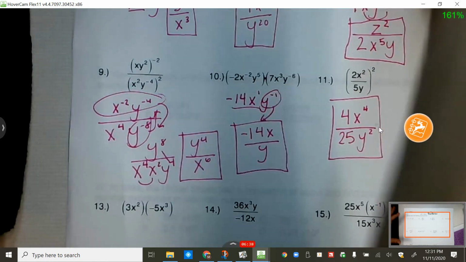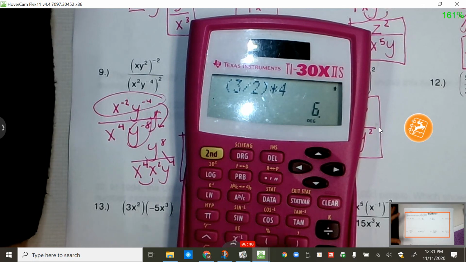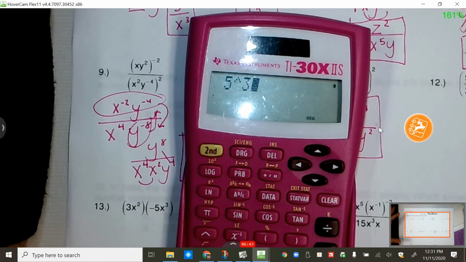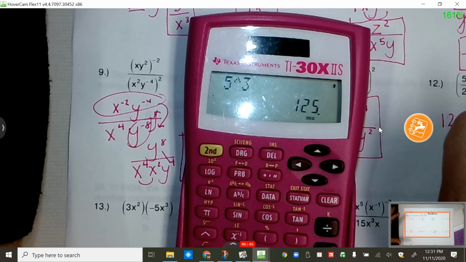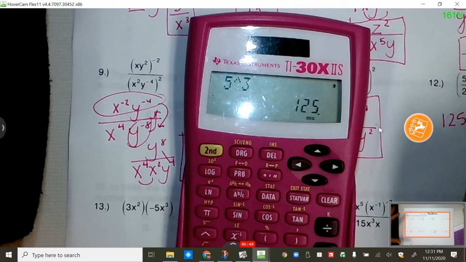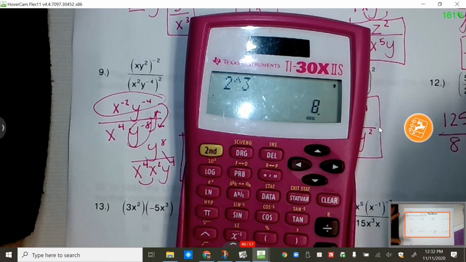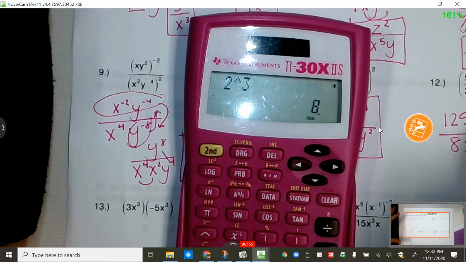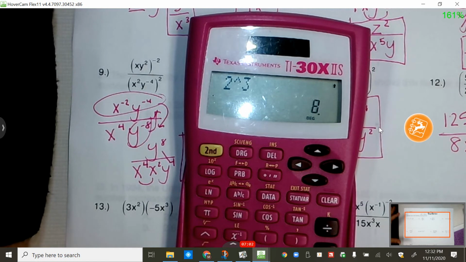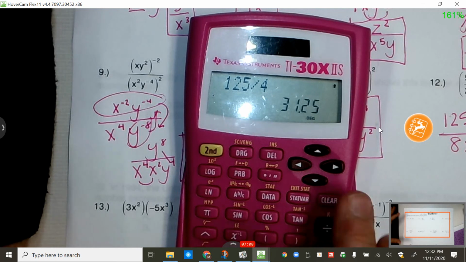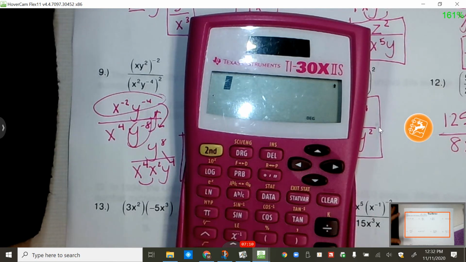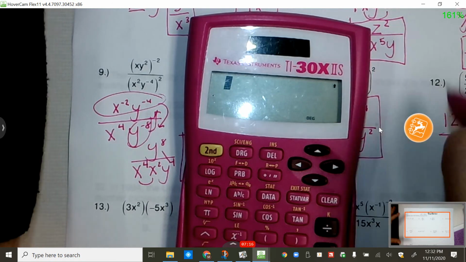Okay, this one, don't mess up your cubes. 5 cubed is 125, and then y to the 4 times 3 is 12, over 2 cubed, I believe, is 8. And then x squared cubed is x to the 6th power. So the y and the x do not simplify. 125 over 8. Nope, I believe that does not simplify either. Nope. So there's your answer.